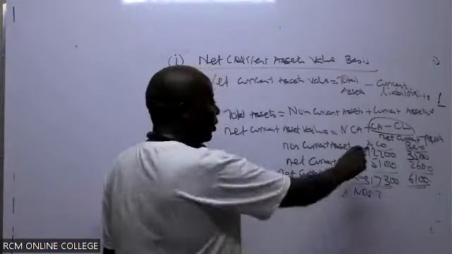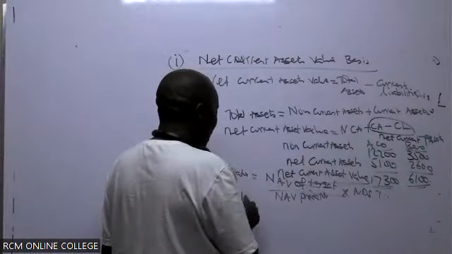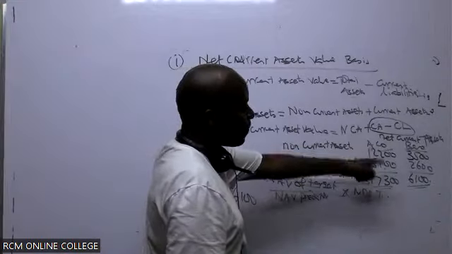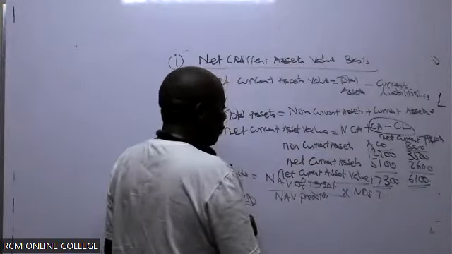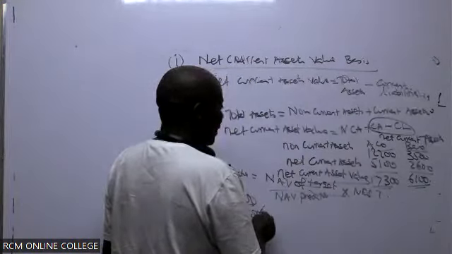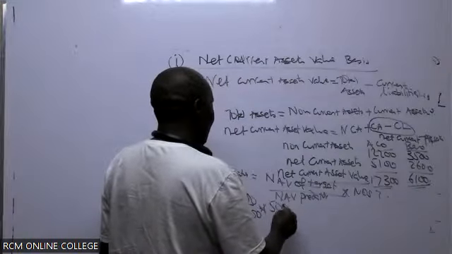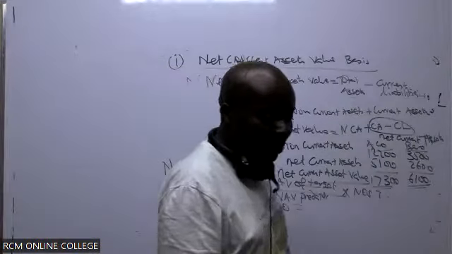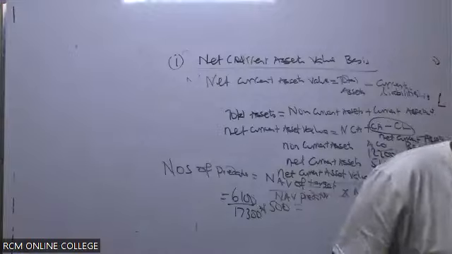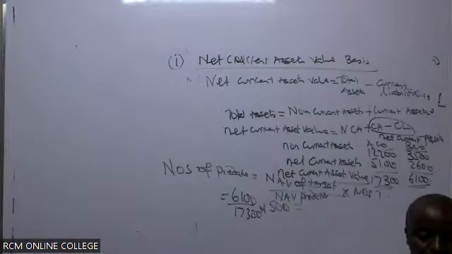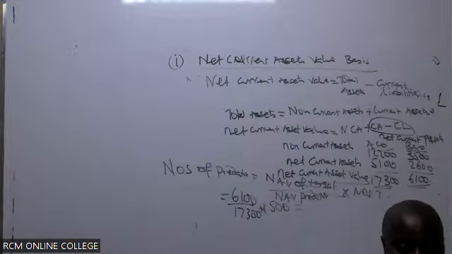So our net asset value using this will be 6,100 for Bero here, which is the target, over 17,300, times the number of shares of the targeted company, 500. So what are we able to get, ladies and gentlemen?